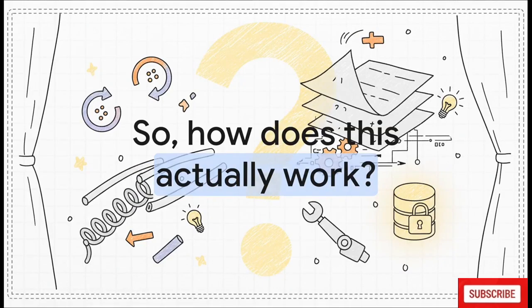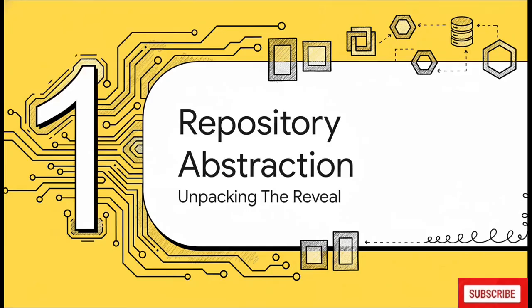So that leads us to the main event, right? If we're not writing the code, who is? And how does Spring know what code to write? It's time to peel back the layers and see exactly what's going on behind the curtain. The whole journey really starts with a set of really powerful, well-designed interfaces. These are the foundation of this entire repository abstraction.